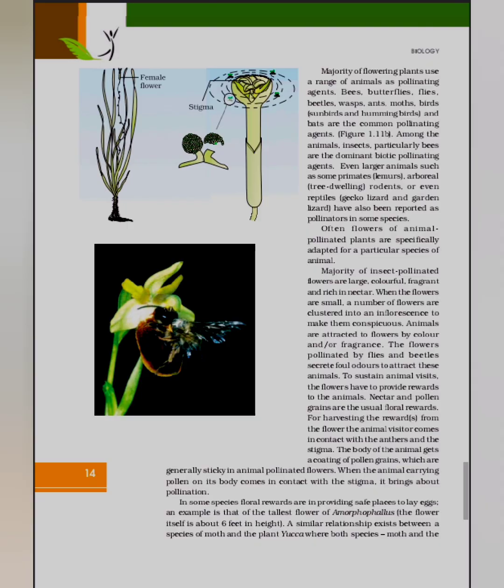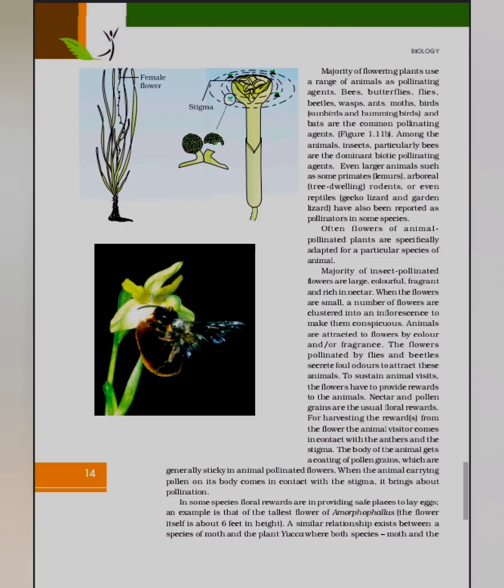To sustain animal visits, the flowers have to provide a reward to the animal. Nectar and pollen grains are the usual floral rewards. For harvesting the rewards from the flower, the animal visitor comes in contact with the anther and the stigma. The body of the animal gets a coating of pollen grains, which are generally sticky in animal-pollinated flowers. When the animal carrying pollen on its body comes in contact with the stigma, it brings about pollination.